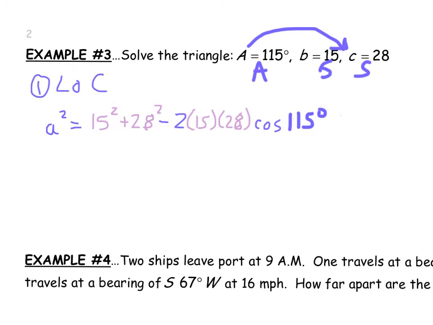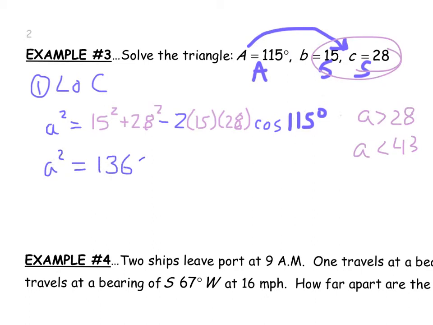So before we even finish solving this, we know that this is an obtuse angle, so it's the largest angle. So clearly, A has to be larger than 28 because it's the largest. And clearly, A has to be smaller than 43, which is the sum of those two. So when I start plugging things in, I have an expectation of a result. A squared is going to be about 1363.9999999 something. And when you take the square root of both sides, you get 36.9, which fits perfectly in my expectation here.